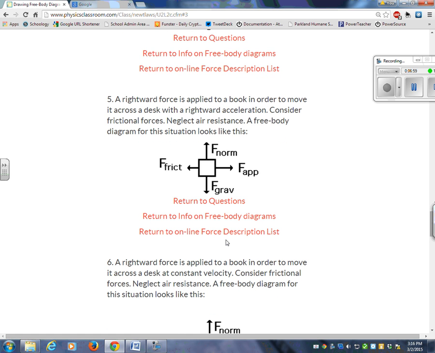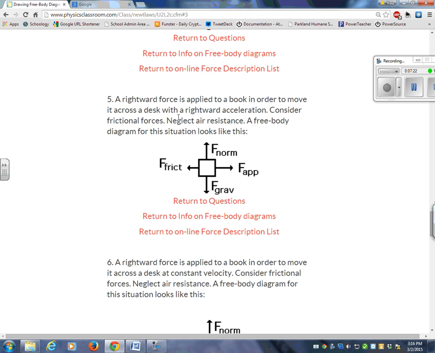Here we have number 5, a rightward force applied to a book in order to move it across the desk with a rightward acceleration. Consider friction, neglect air resistance. So it's on a table, gravity is down, normal force is up. Are those balanced? Yeah, it's in the book. Those should be balanced, but the applied force is clearly bigger than the friction force.